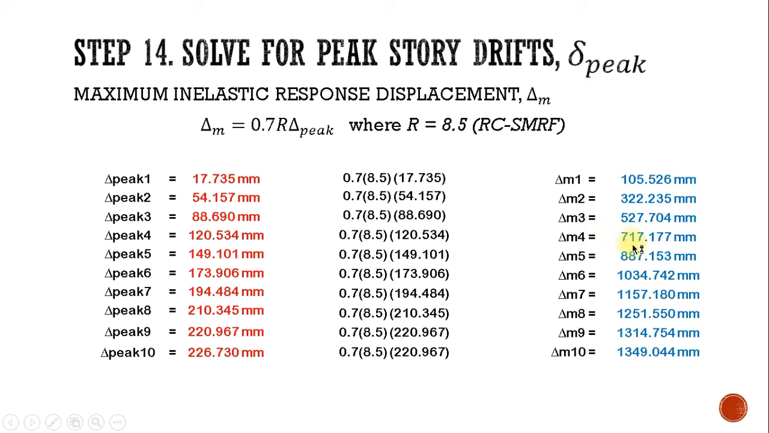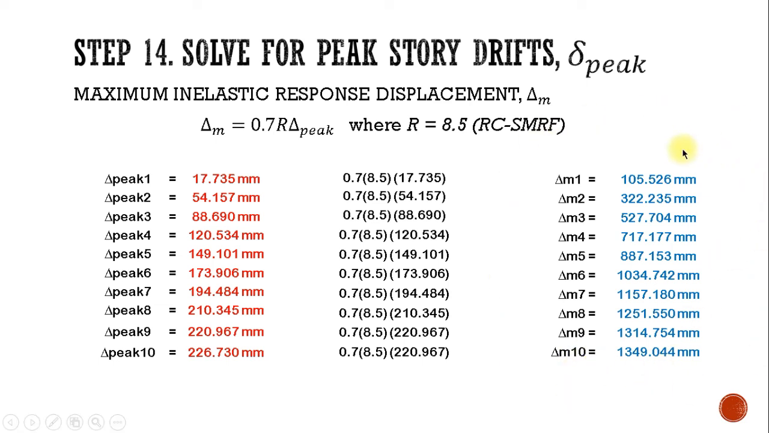527.704 for third floor. 717.177 mm for fourth floor. Para sa fifth floor, meron tayong 887.153 mm. So for sixth floor, meron tayong 1,034.742 mm. For seventh floor, meron tayong 1157.180 mm. Meron tayong 8th floor, sa 8th floor, meron tayong 1,251.550 mm. So for 9th floor, meron tayong 1,314.754 mm. And lastly, meron tayong 1,349.044 sa ating 10th floor.